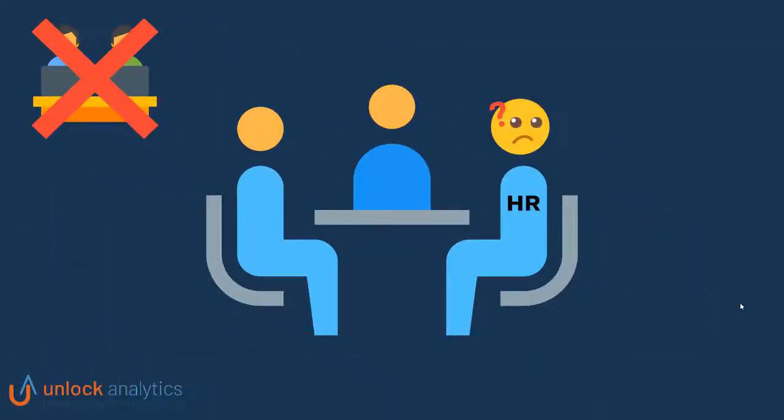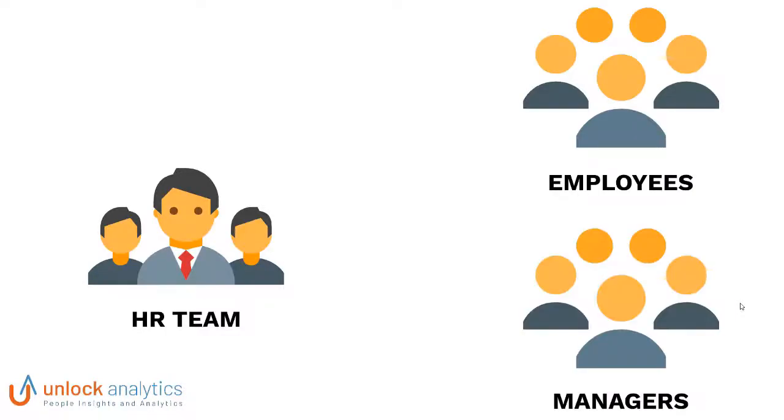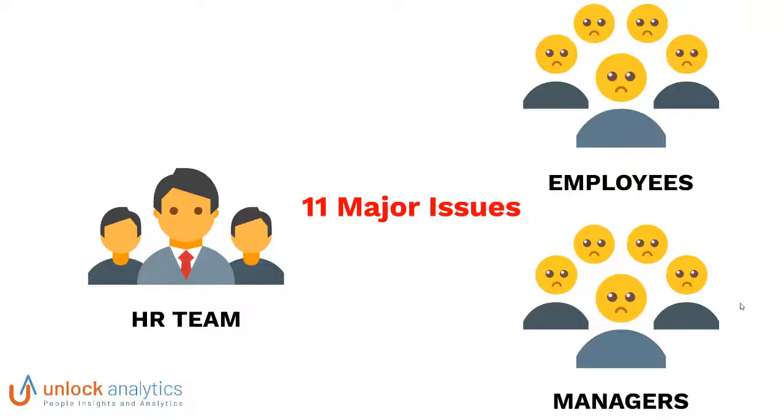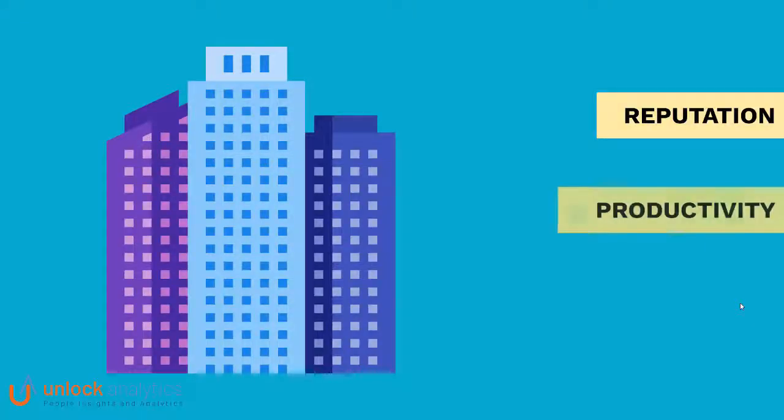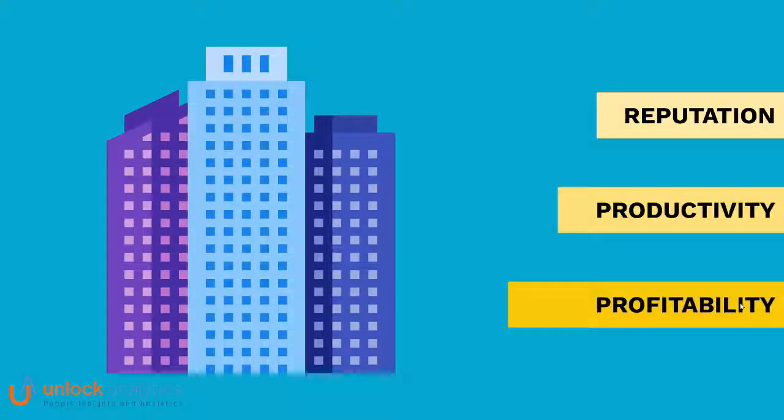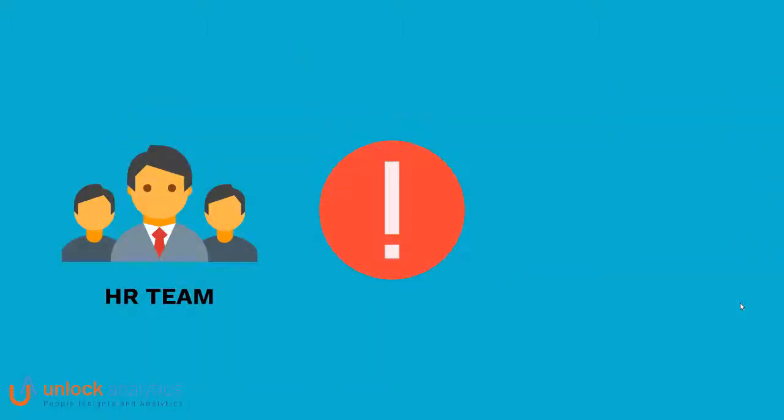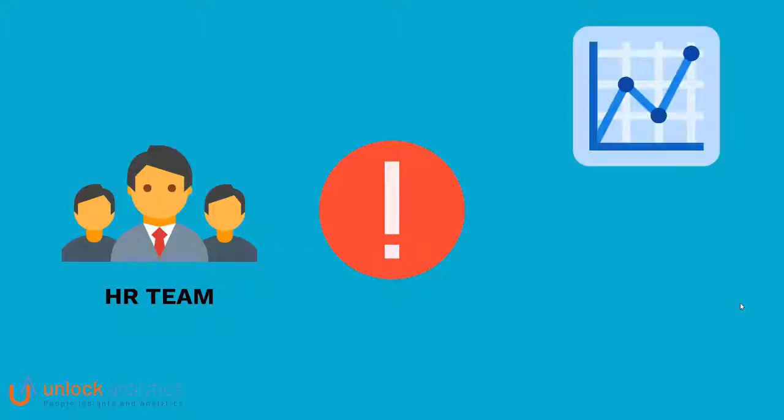Here we present a case where the HR team of an organization held meetings with employees and managers. In this meeting, both parties voiced out their concerns. After the meeting, HR identified 11 major issues that could badly hurt the organization's reputation, its productivity, and hence may lead to lower profitability. This time, HR decided to take action on its own and solve these issues using the statistical tool which is Excel.